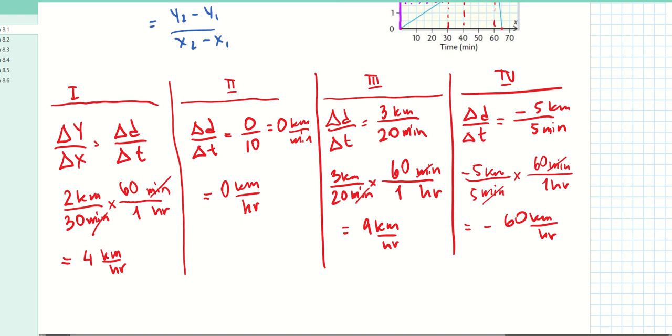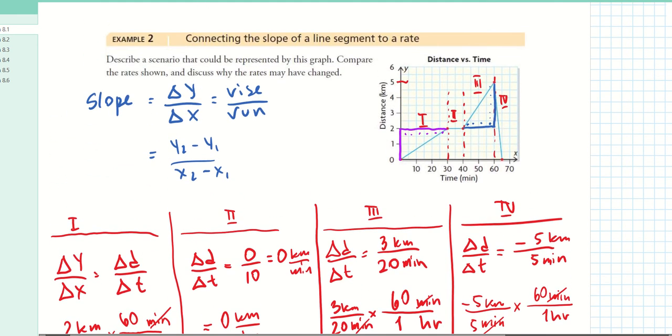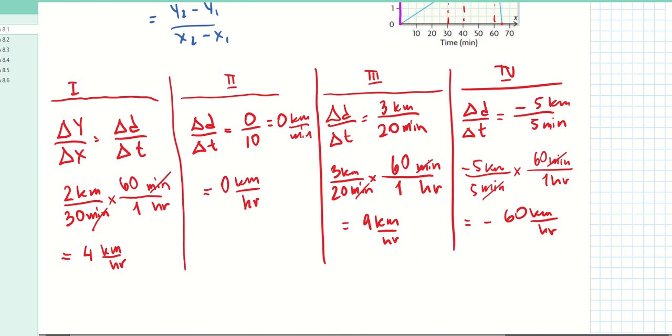So let's take a look at the speeds here and think what could have happened. Let's say this was a person that this whole thing occurred. That's part of the question. It says, describe a scenario that could be represented by this graph. So 4 kilometers an hour, that's the walking speed, right? 9 kilometers an hour, that may be like someone is jogging or running.